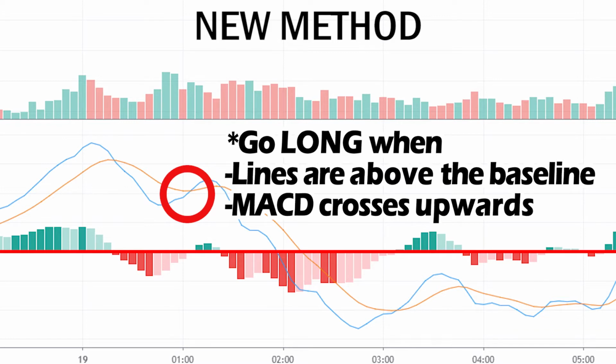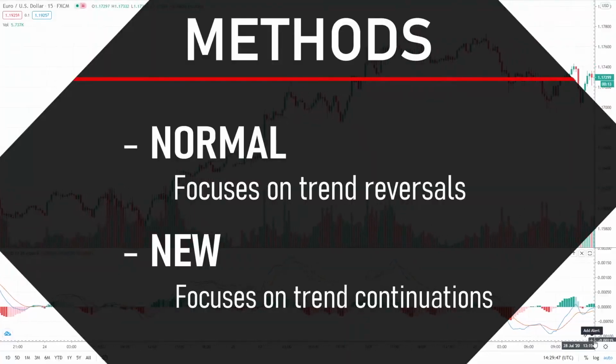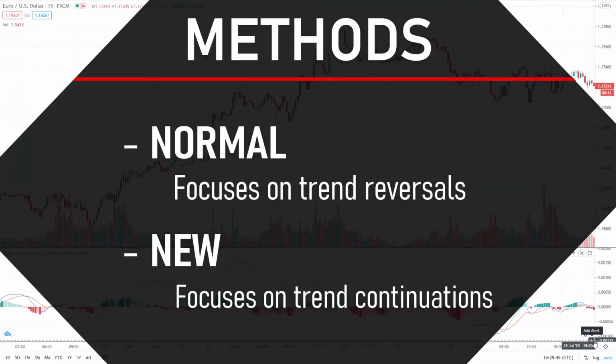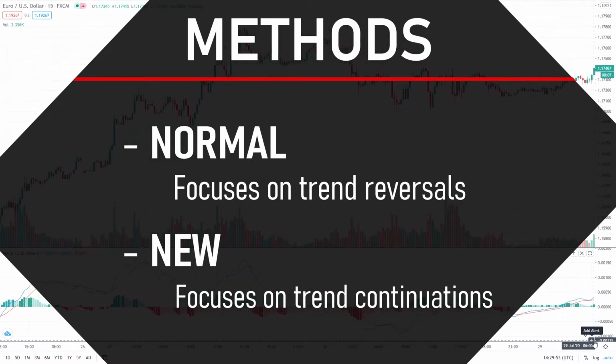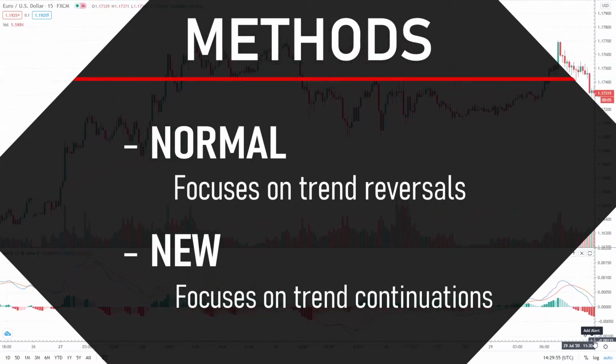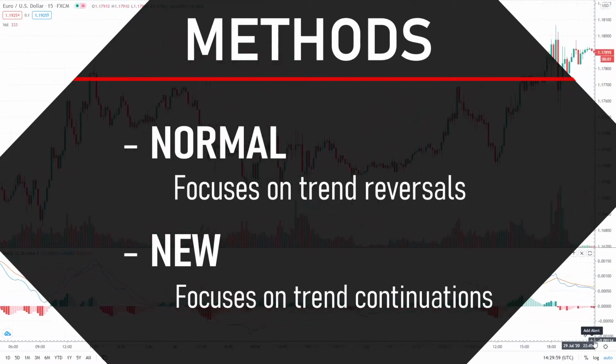a long position. The normal method focuses on spotting reversals, as the lines are below the baseline when you go long. However, the new method focuses on trend continuations, as you enter a long position when the lines are already above the baseline.